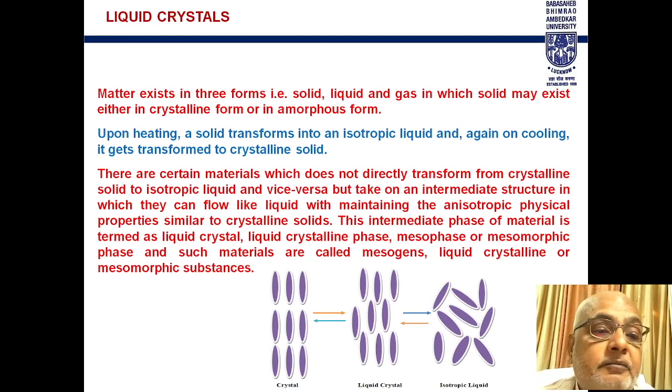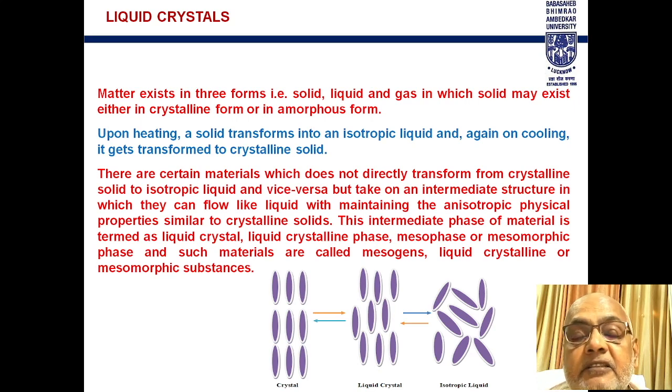As we all know, matter exists in three forms: solid, liquid, gas. Solid may exist either in crystalline form or in amorphous form. Upon heating, a solid transforms into an isotropic liquid. Again, on cooling, it gets transformed into the liquid crystalline phase.